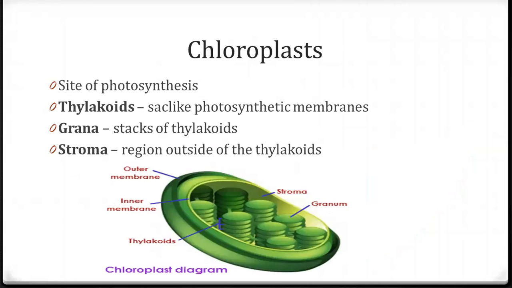Okay, chloroplast, site of photosynthesis. So the thylakoids are the little sac-like photosynthetic membranes, and then the grana is the stack. It looks like a stack of pancakes. The stroma is the region outside the thylakoid. Don't get that confused with stoma, which we talked about yesterday, which is the gas openings in the leaf.